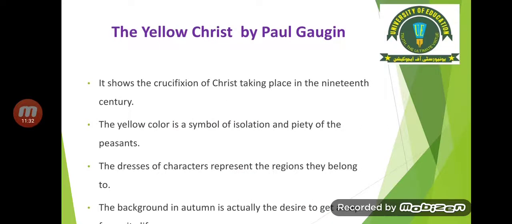The Yellow Christ by Paul Gauguin. It shows the crucifixion of Christ taking place in the 19th century.